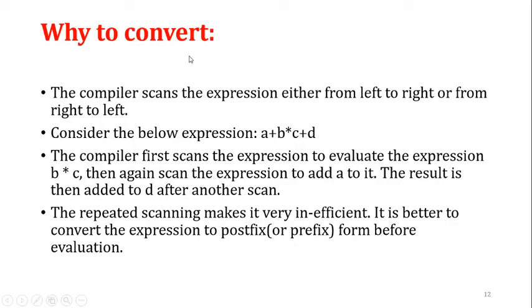Why convert? The compiler scans the expression either from left to right or from right to left. Consider the expression a plus b star c plus d. The compiler first scans the expression to evaluate b into c. That we have to do because the precedence of star is higher than plus. So the compiler first has to move to this position and find b into c, and that should be evaluated. Then again it scans the expression to add a to it. This result will be added to a. The result is then added to d after the scan. The repeated scanning makes it very inefficient. So we have to scan it again and again.